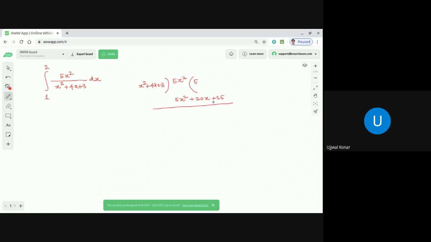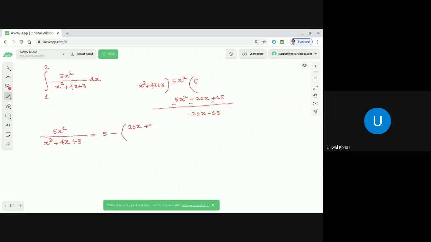And then you know the conventional way of division. So then what will we get? Minus 20x minus 15. Correct or not? So the entire thing, that is 5x square divided by x square plus 4x plus 3, is equal to what we are going to get. It is actually 5, isn't it? And minus (20x plus 15), correct or not?